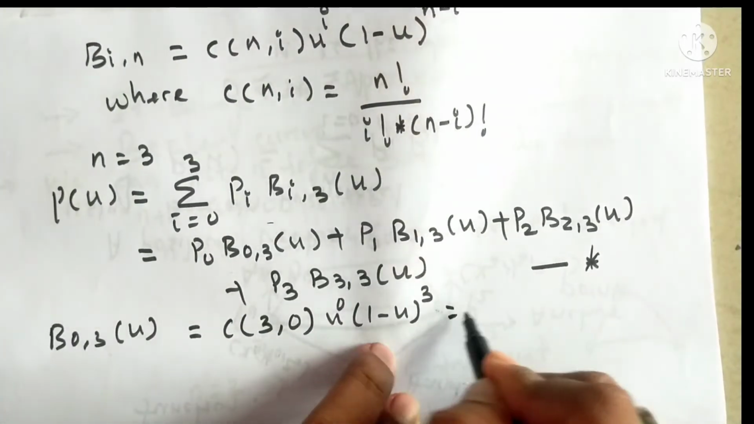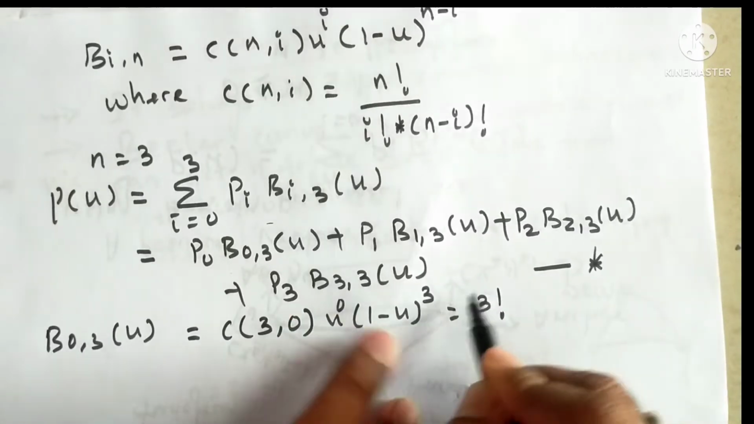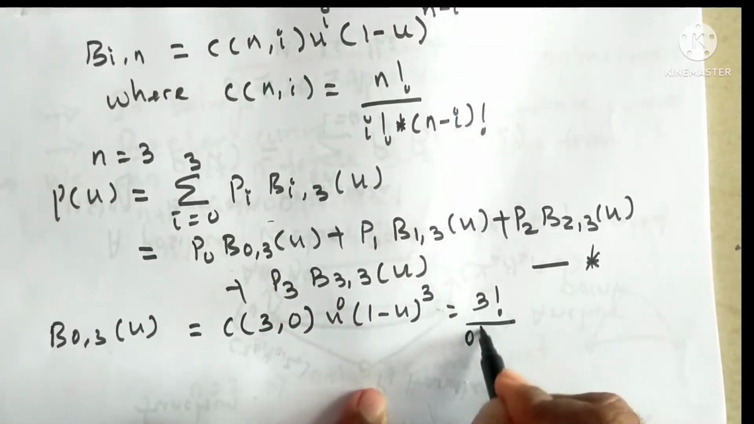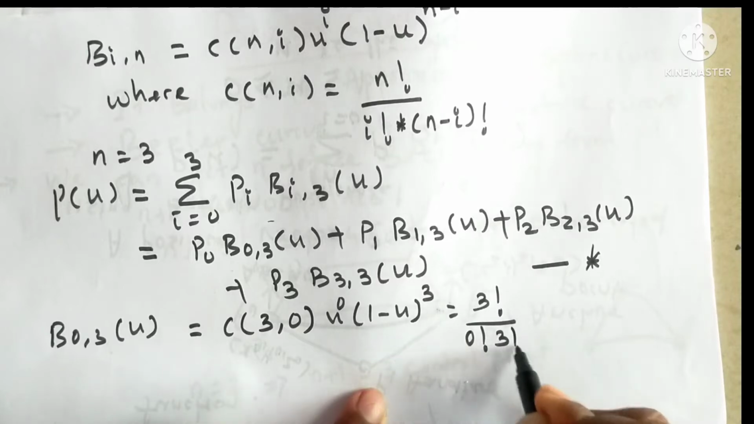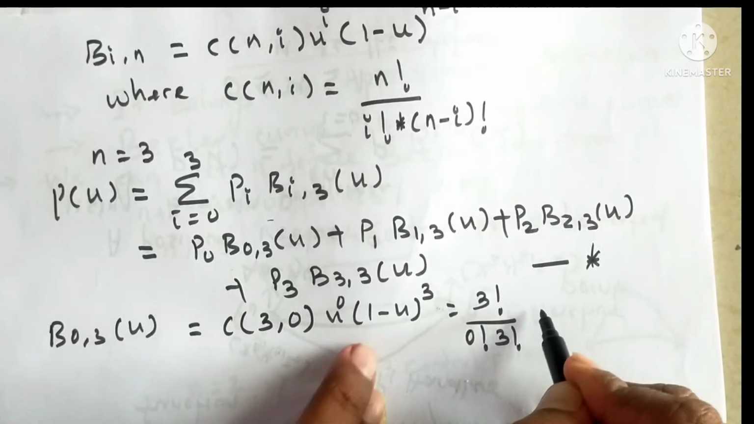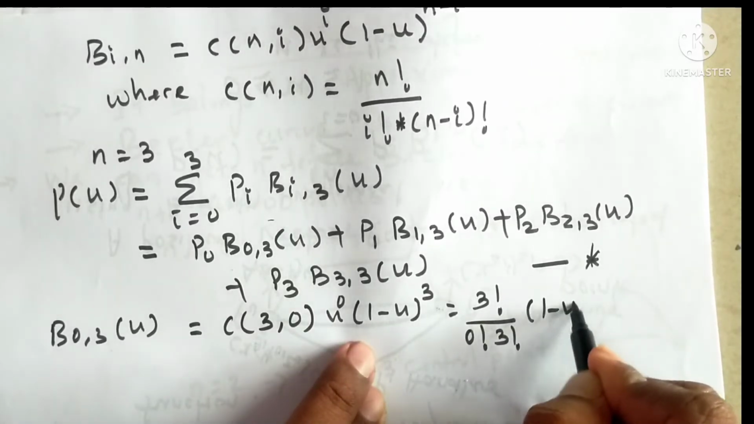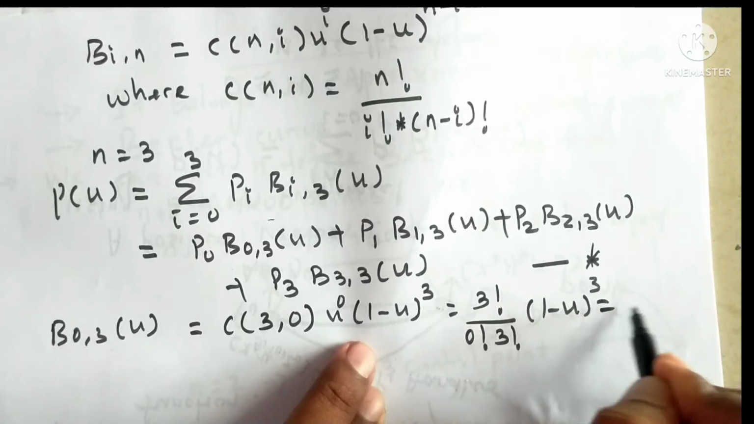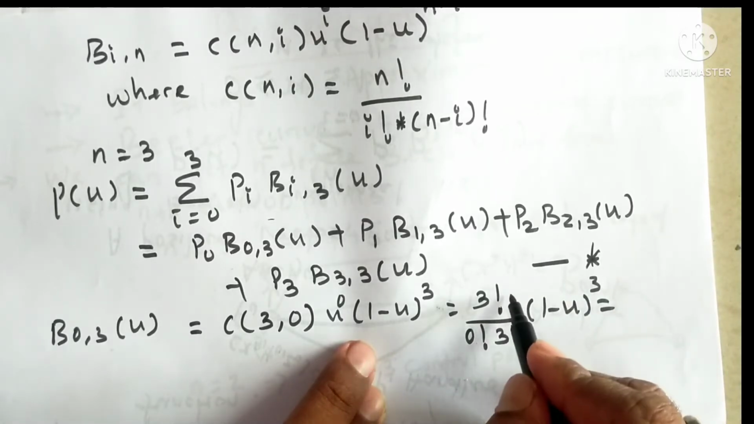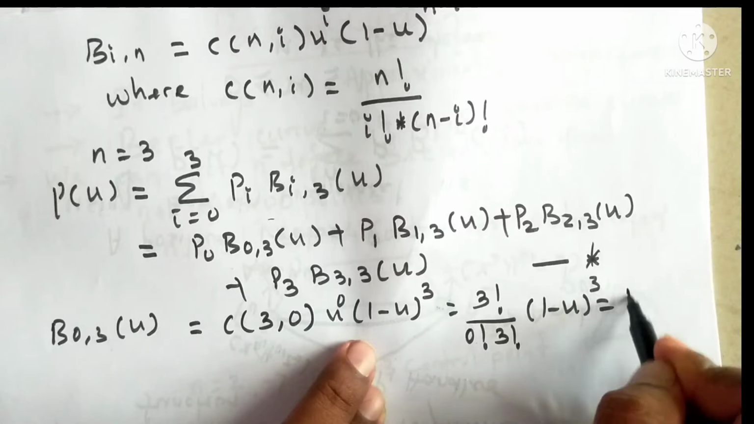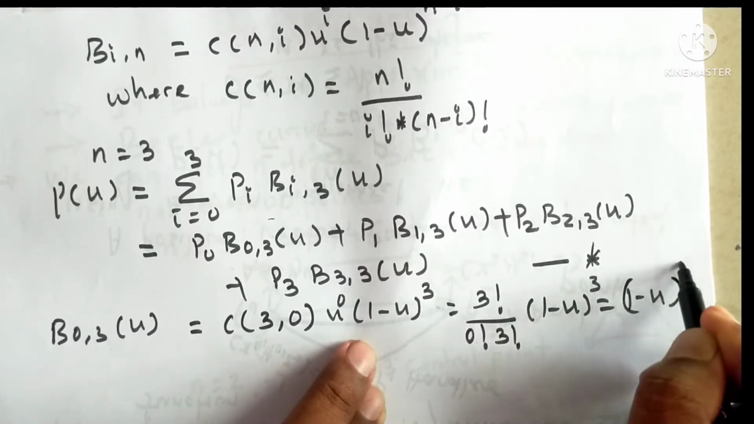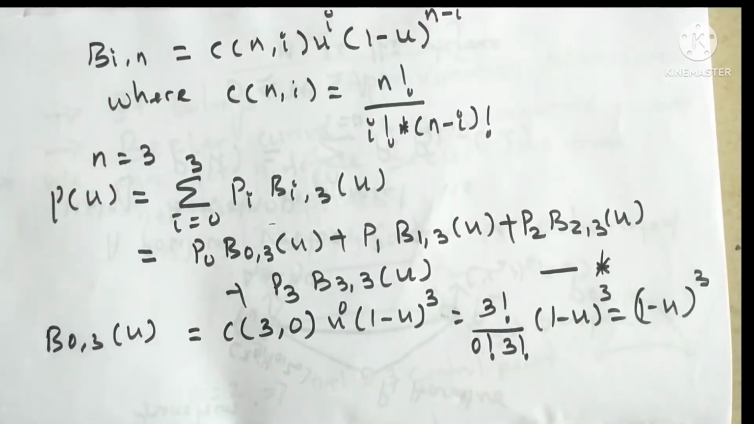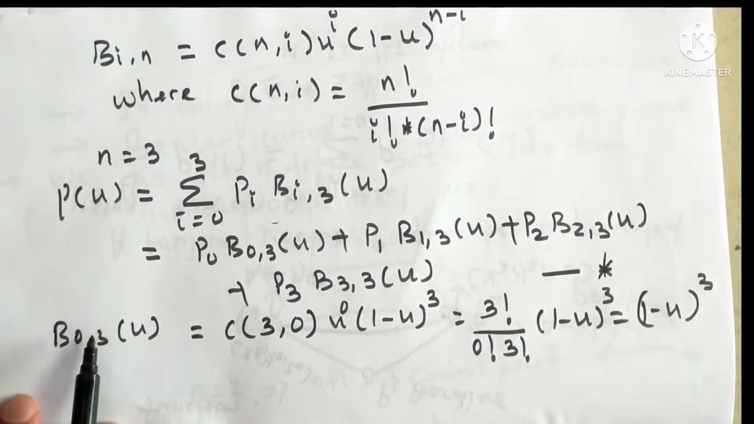So what is C30? That is 3 factorial by 0 factorial by 3 minus 0, that is 3 factorial. So u to the power 0 is 1. So I can write that 1 minus u to the power 3. So 0 factorial is 1, 3 factorial gets cancelled. So I got the value as 1 minus u to the power 3. So that is the B03 value.